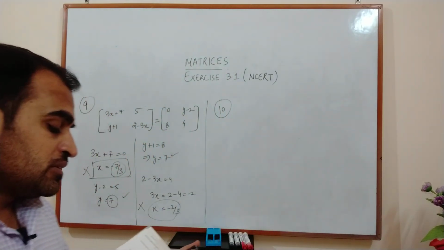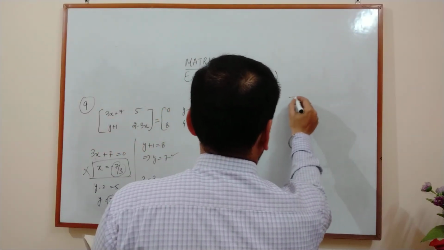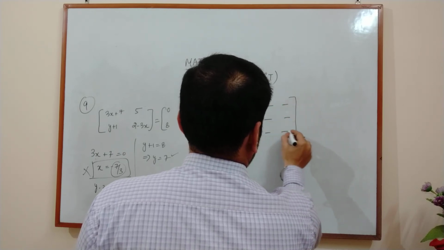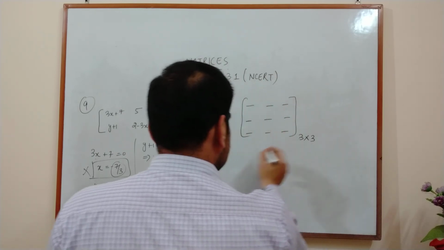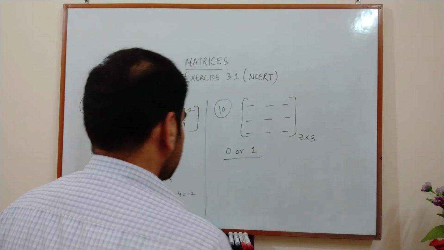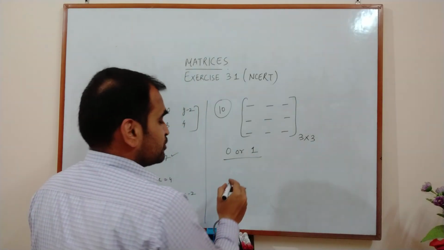The number of all possible matrices of order 3 cross 3 with each entry 0 or 1. So here we have a 3 cross 3 matrix, and each entry can be 0 or 1. The question is how many possible matrices will there be. So see, there are 9 elements and each element can be 0 or 1, right?